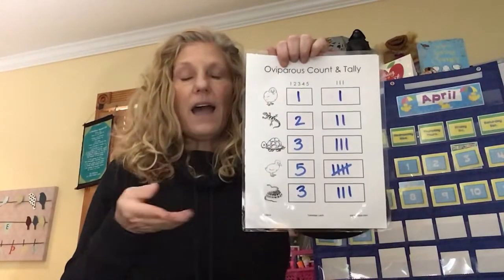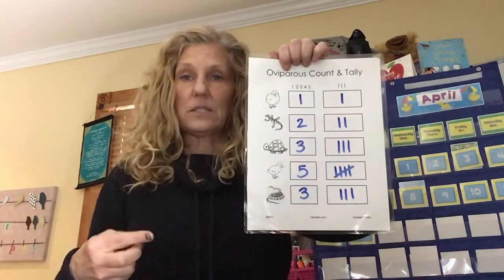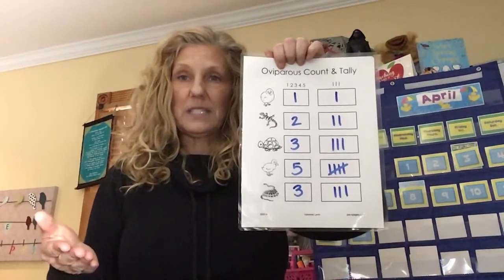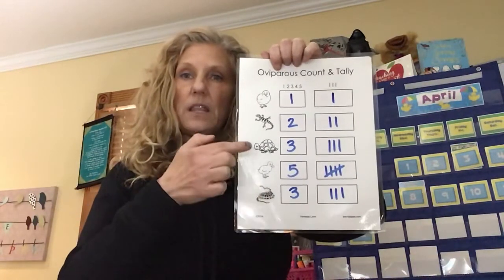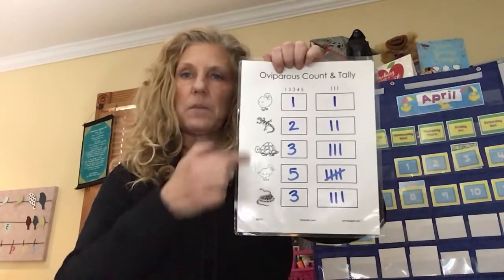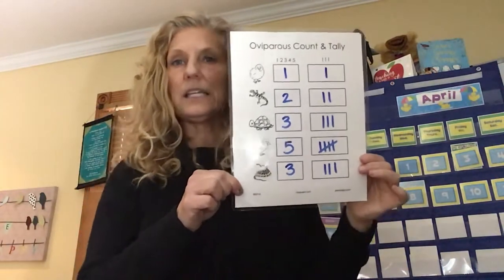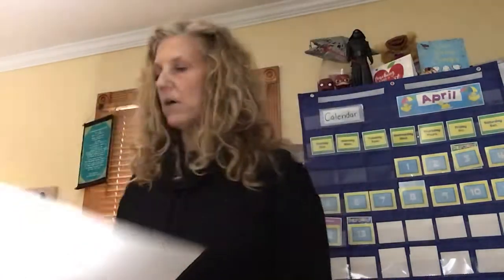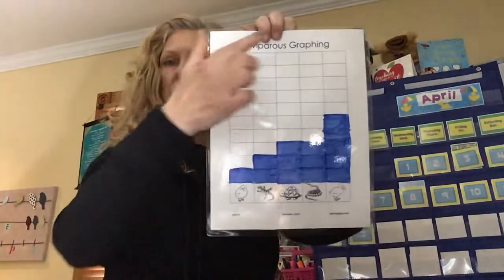I had 2 animals that had the same number of animals in the eggs. Which one were those? Which one is the same? The snake had 3, the turtle had 3, so they had the same amount, the same number. So that's how we count and tally our oviparous animals. Now, I made a bar graph for this as well. So this is oviparous graphing.